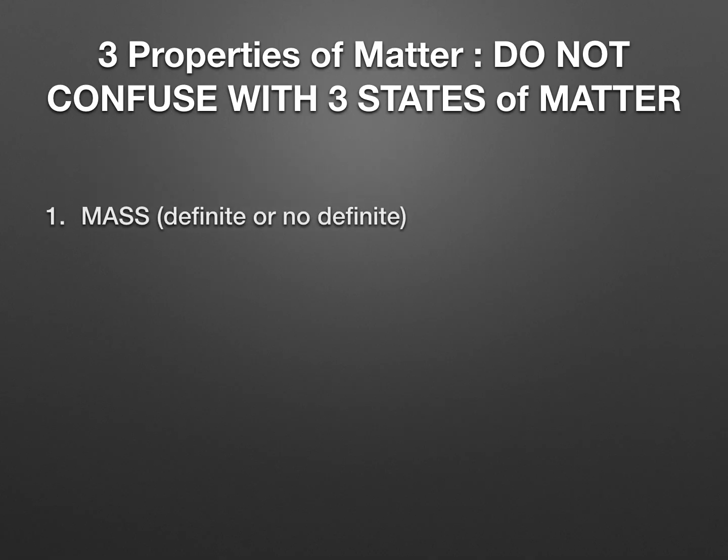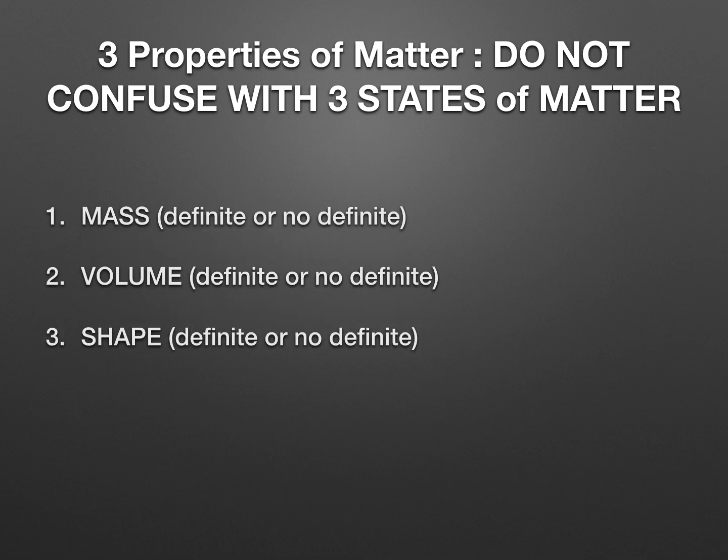The first one is mass, and in parentheses, I'd put definite or no definite. The second one is volume, definite or no definite. And the last one, obviously, I just said, was shape.